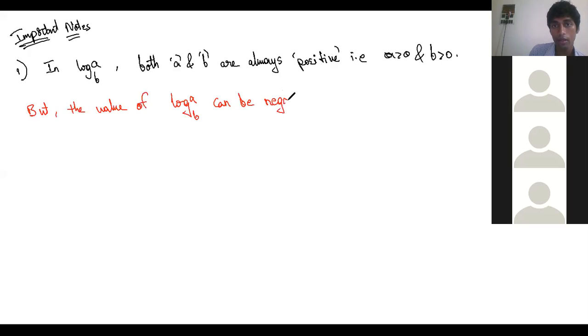Very interesting. So this note is telling you, if you're writing log A base B, then A has to be positive and B has to be positive. But log A base B too can be negative. Let us see a small example.